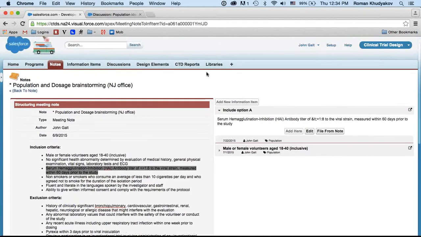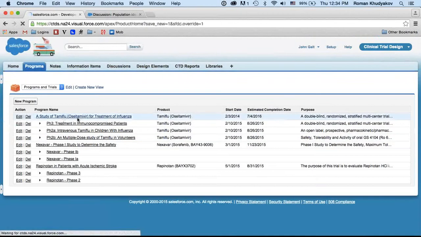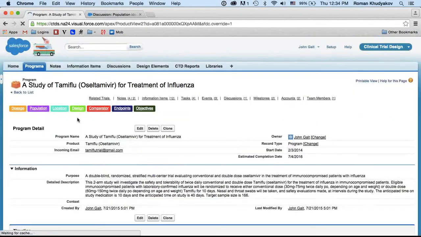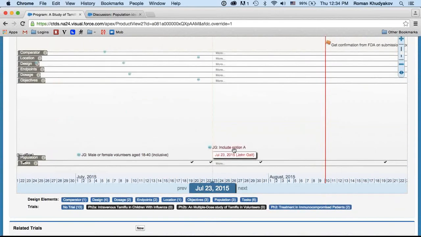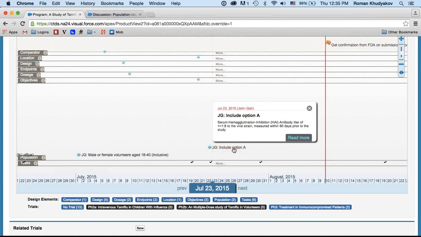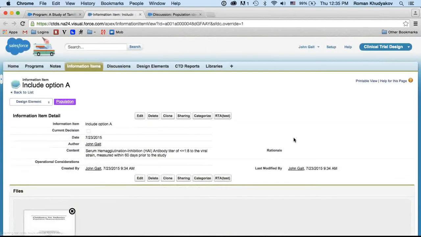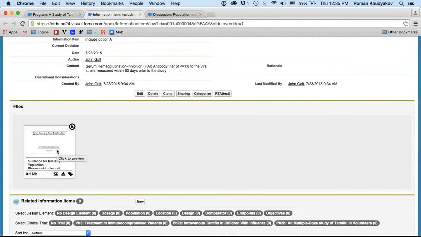And now, if I go back to our program timeline, in the population category, I have this decision made on July 23rd, and I can see the author and all the description of that decision. And if I drill down into that decision, I can see the file. I haven't attached that file to this particular decision. That file was part of a meeting note where we discussed multiple things. But as this file relates to the evidence around this decision, it's now visible here.